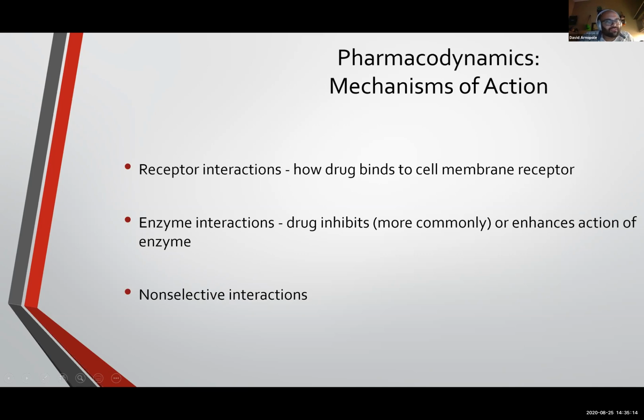All right. Mechanism of action. Receptor interactions. Again, there'll be an image in just a second. How drugs bind to cell membrane receptor. You've got enzymes, non-selective. So again, the idea here is we activate an enzyme or tissue. We stop or slow its current ability to do something. We inhibit interactions between cells and enzymes and chemicals, or make them more rapid, depending on the medication.